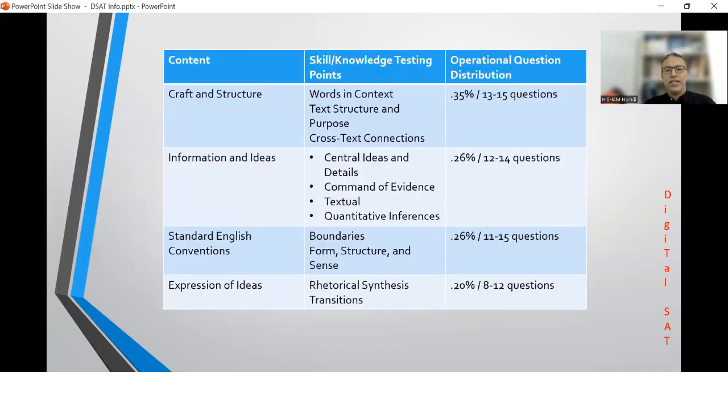What about the skills? What are the skills I'm going to expect to see in English and math? As you can see in front of you, in English you have word, text, purpose, cross. This represents 35%. You will expect 13 to 15 questions in this area. Central ideas, common evidence, this represents 26%, 12 to 14 questions. Standard English conventions, this represents 26%, and finally expression of ideas, this represents 20%. If you count them all, it will give you 100% in the English test.